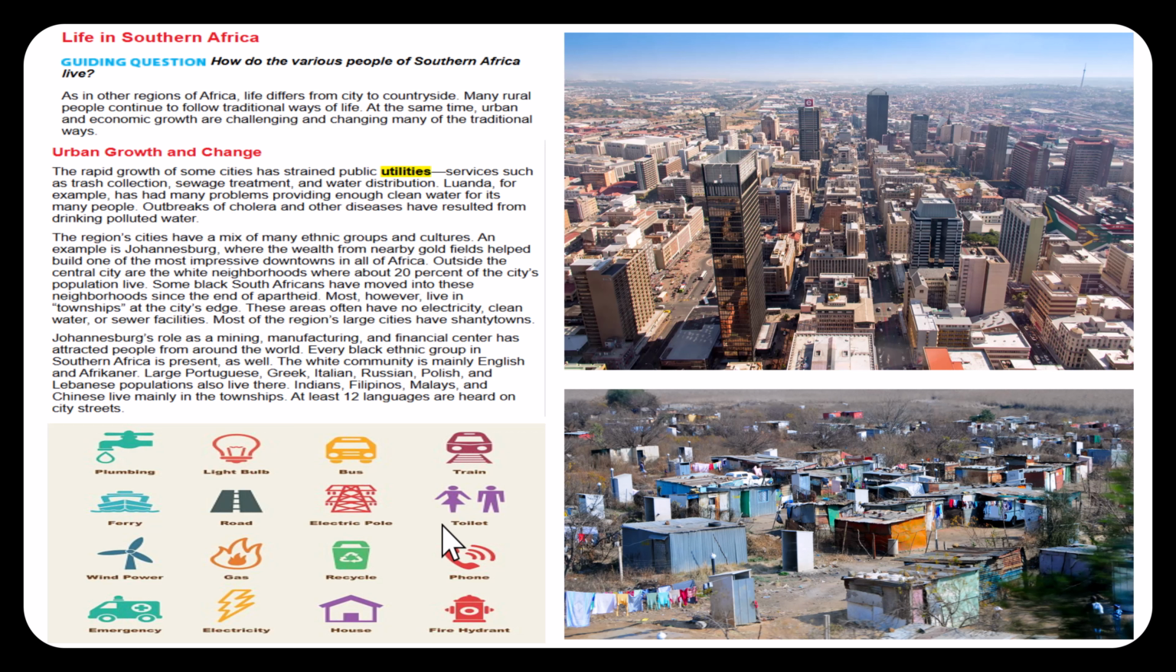Question 20. What is the rapid growth of cities in Southern Africa causing? That should say Southern Africa on that worksheet. In Southern Africa, well, it's causing a strain on the public utilities that they have to offer. Question number 21. What is a huge contrast between the white neighborhoods of Johannesburg versus the townships of the city's edge? Well, those white neighborhoods have the public utilities you would expect, but those townships on the city's edge many times have no electricity, clean water, or sewage facilities, and that, of course, can lead to disease. Question number 22. What is the most influential and populated city in southern Africa? That is Johannesburg.